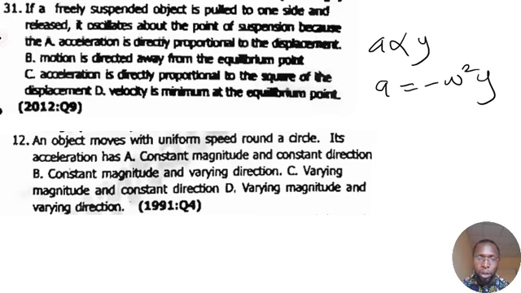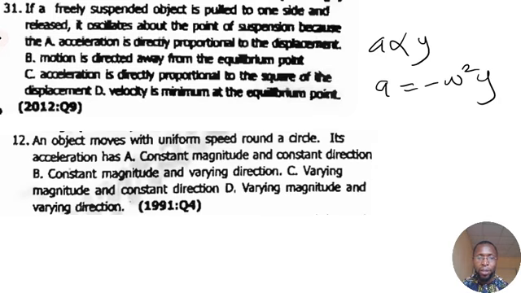So A is correct. B, motion is directed away from the equilibrium point. No. Motion in simple harmonic motion is always directed towards the equilibrium point, not away. C, acceleration is directly proportional to the square of the displacement. No, it's not to the square. It's actually to the square of the angular speed. D, velocity is minimum at the equilibrium. No, velocity is maximum at the equilibrium position, like we said before. It is acceleration that is minimum at the equilibrium point. So the correct option is A.